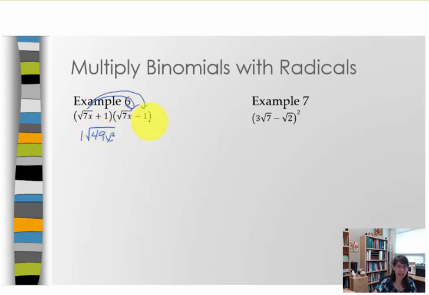Next, distribute to this last term. And now we do have a term that's outside of a radical multiplied by a term that's exclusively under the radical.